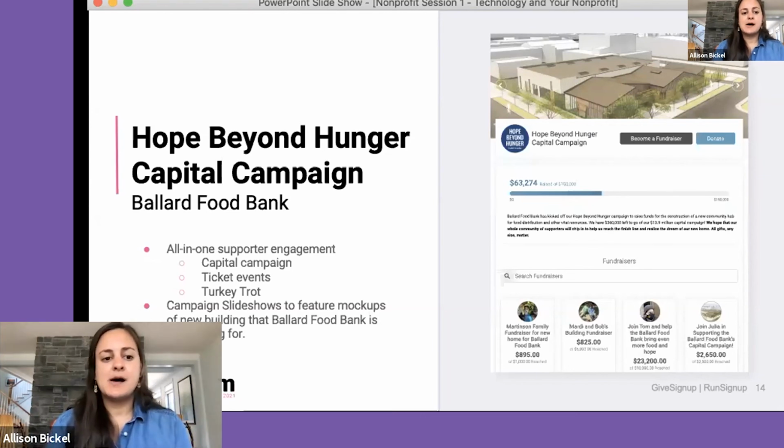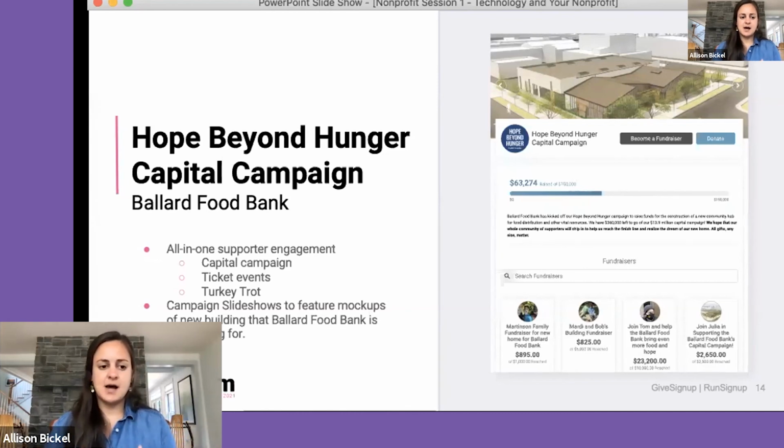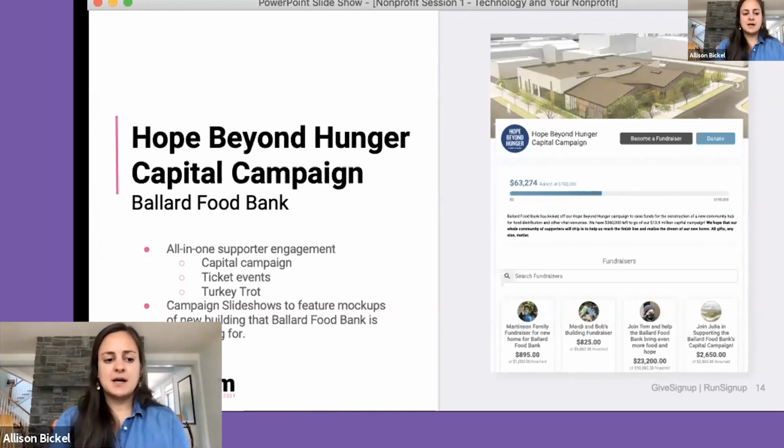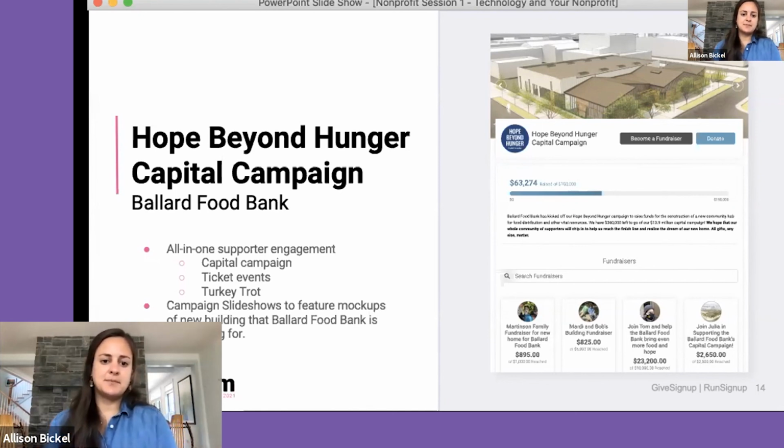I like this example of a fundraising campaign using GiveSignup's new DIY fundraising campaign technology. It's a customer called Ballard Food Bank out in Washington State, and they're really using GiveSignup's platform as their all-in-one supporter engagement tool. So they're running this capital campaign to raise more money to build new buildings for their food bank. They're also hosting a series of ticket events on the platform, as well as their annual turkey trot. The other thing that I really like that they're using is these new campaign slideshows that feature mock-ups of the new building that they're trying to raise money for.